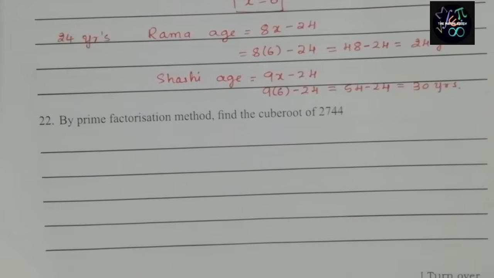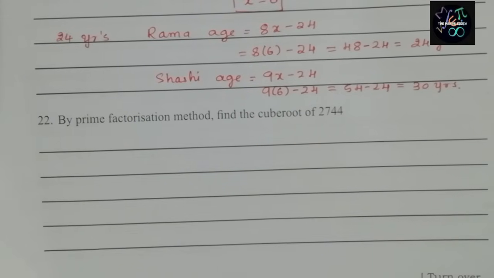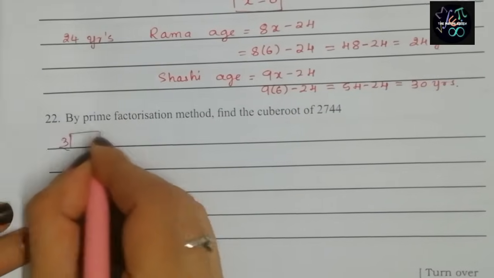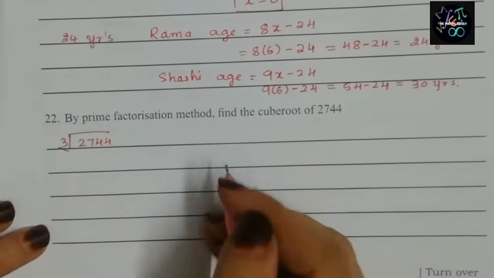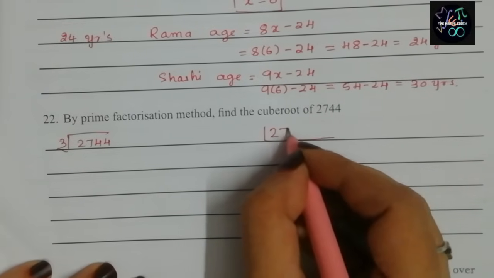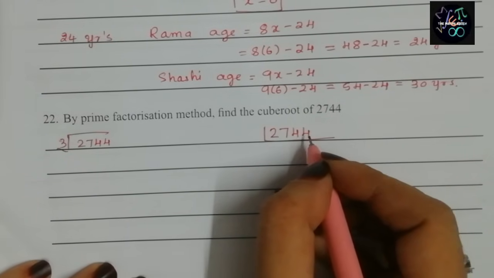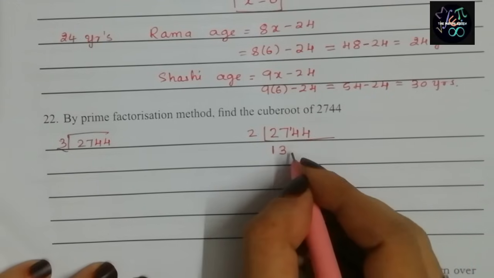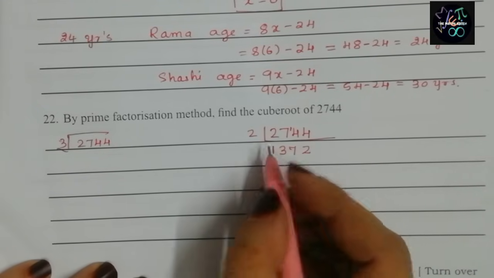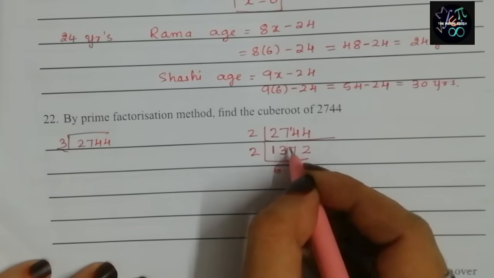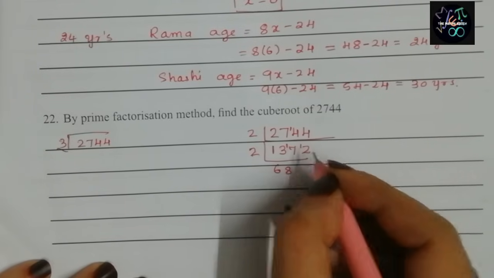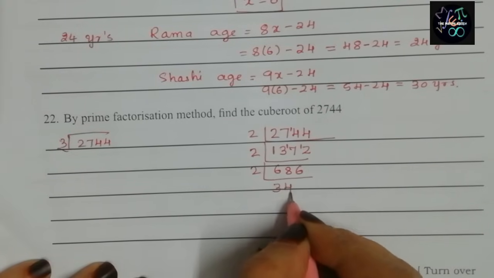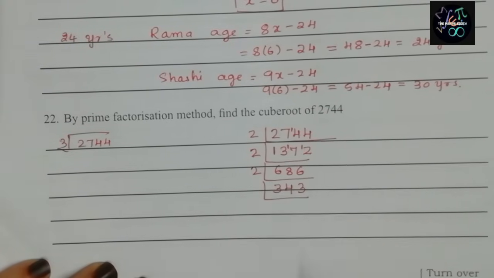By prime factorization method, find the cube root of 2744. Okay, cube root of this. We have to find the cube root of 2744 by prime factorization. 2744. We know it will be divisible in the 2 table. 2 1s are 2, 2 3s are 6, carry 2, 2 7s are 14, 2 2s are 4. Next, 2 6s are 12. 2 8s are 16, 2 6s are 12. Again we will do in the 2 table. 2 3s are 6, 2 4s are 8, 2 3s are 6. Now it will not go in the 2 table.